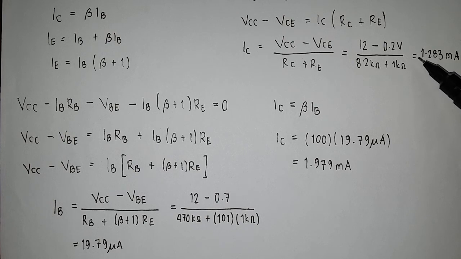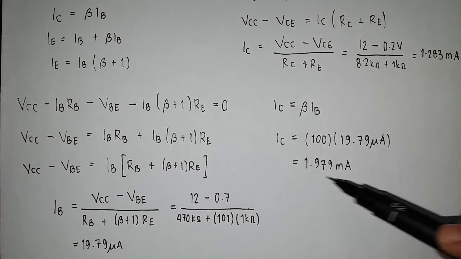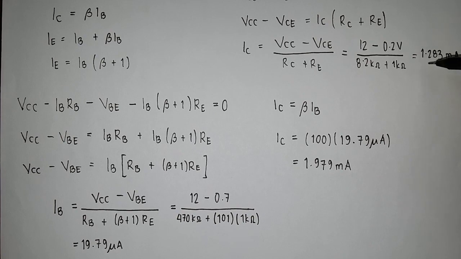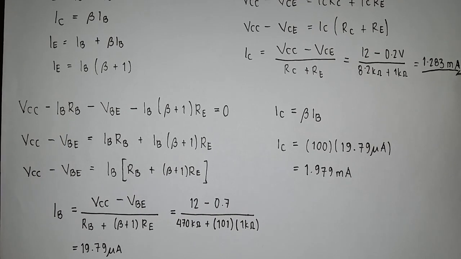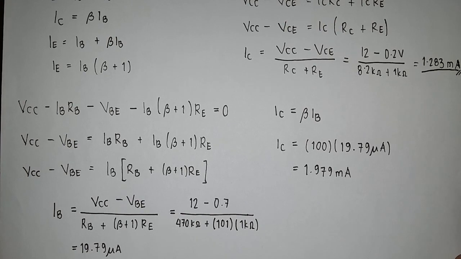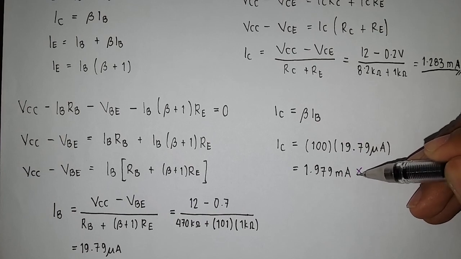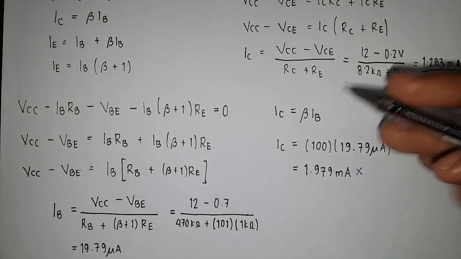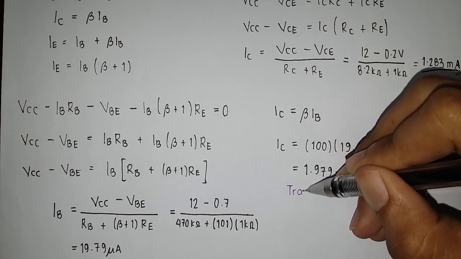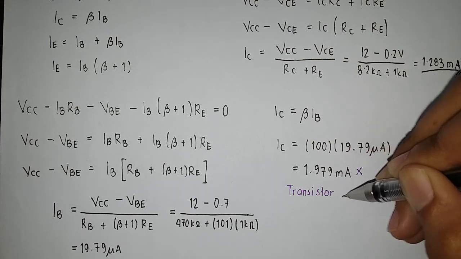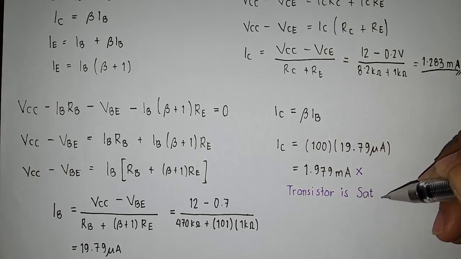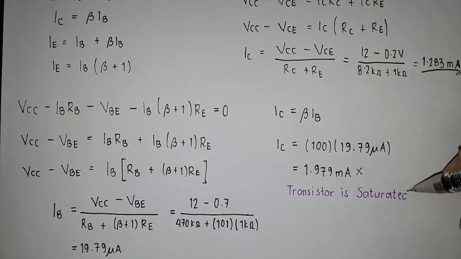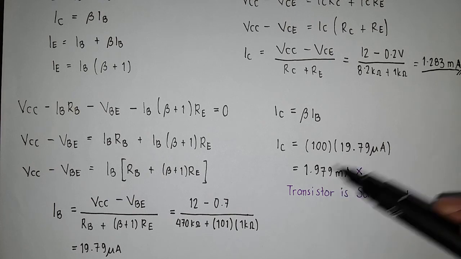Okay, sabi nga natin, ang IC or the collector current ay hindi pwedeng lumagpas sa IC SAT na 1.283 milliamperes. So therefore, mali itong sagot na to. Hindi pwedeng gamitin yung transfer function ngayon kasi yung transistor natin is saturated. Na-prove natin since lumagpas siya dito sa IC SAT.